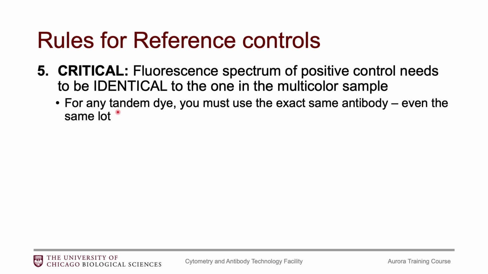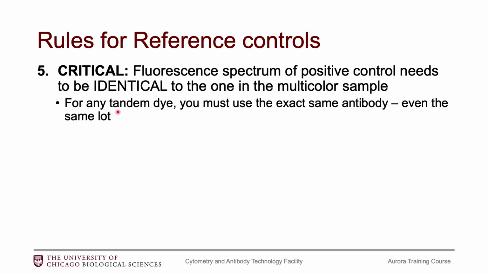The reason for this is when the manufacturers make these tandem dyes, there's no perfect chemistry to say put exactly 10 Cy7s on every single PE molecule. So when there's a new batch of creating tandem dyes, it could be a little bit different. The signature could be a little bit different from batch to batch. So we need to make sure we're using exactly the same lot to get the best unmixing results.